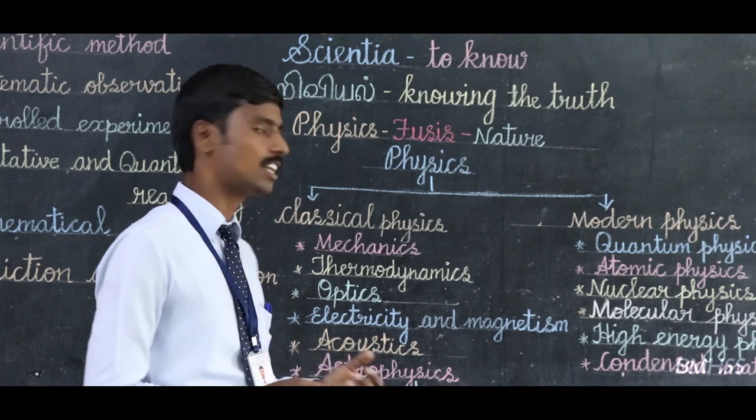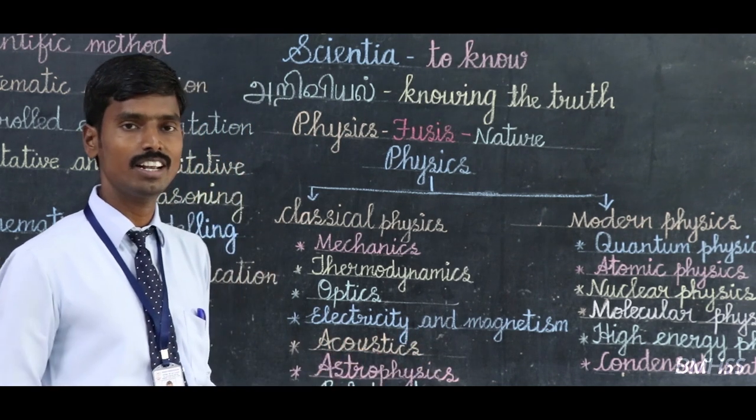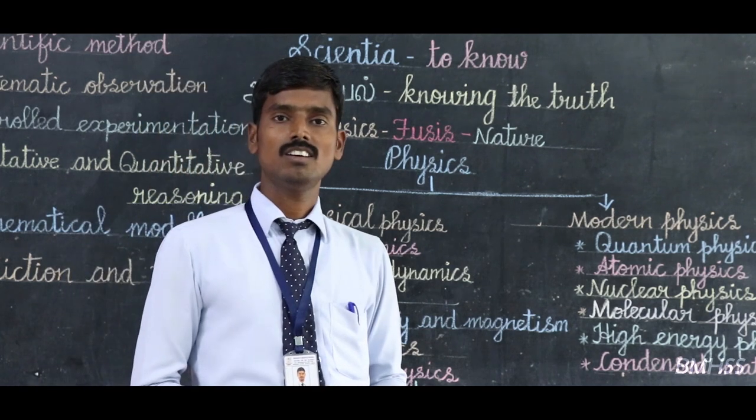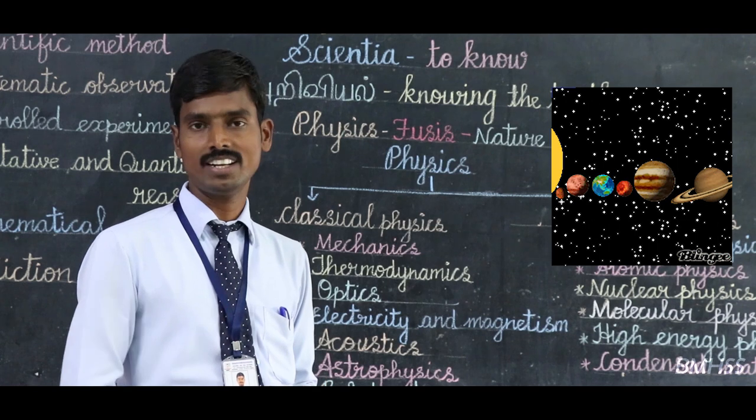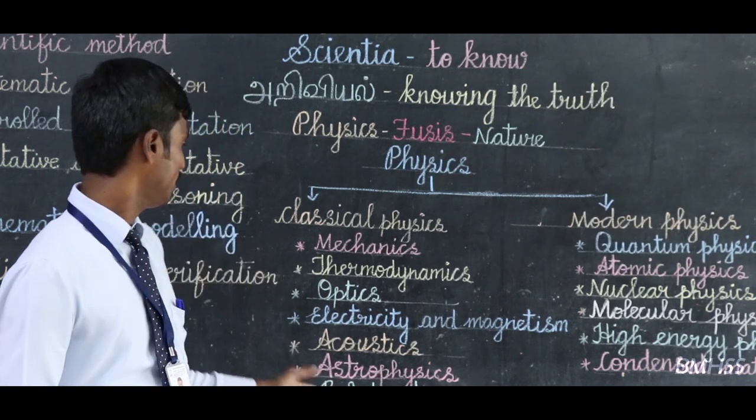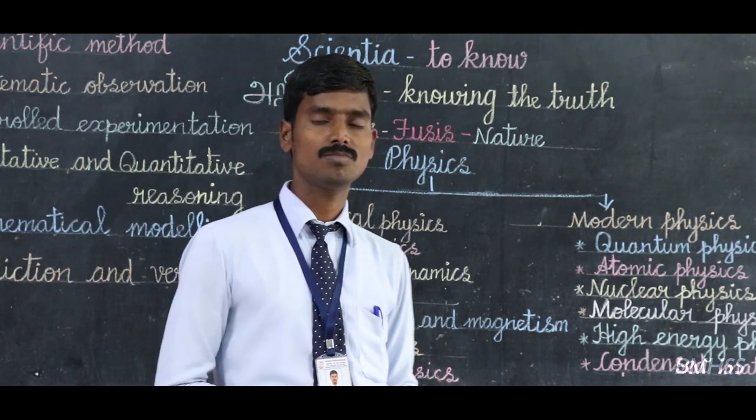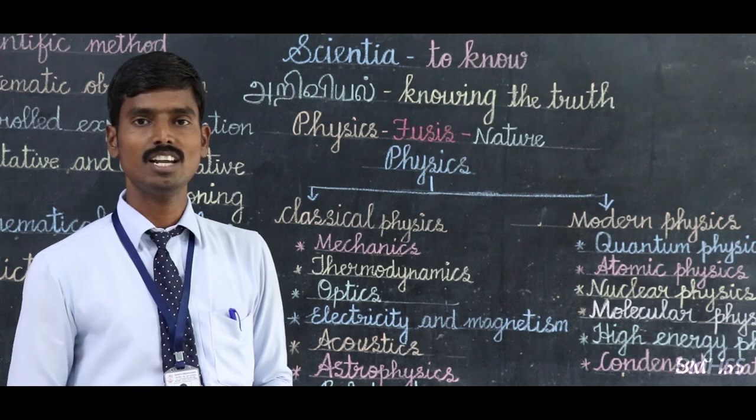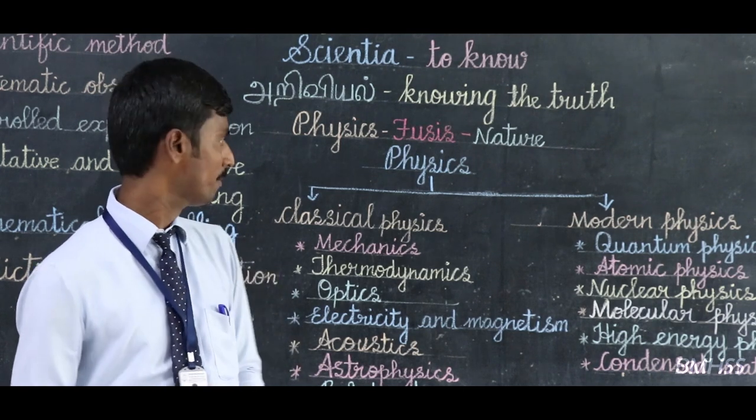And astrophysics deals with astronomical material, that means astronomical bodies. For example, all the planets around the sun, and the moon revolving around the earth, deal with astrophysics. The next one is relativity. Relativity deals with the relation between space, time, and some other energy. That is called relativity.